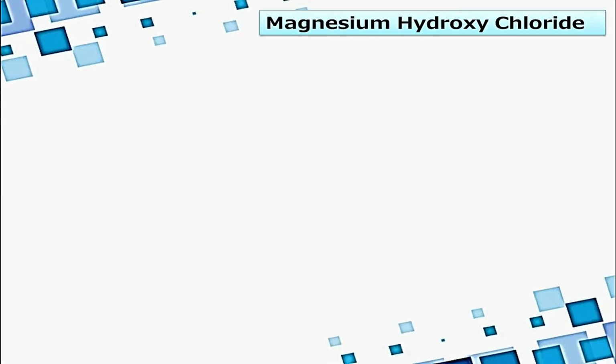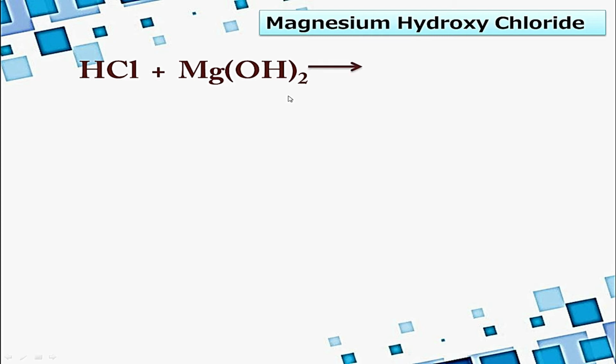Now I'll tell you how it can be prepared. Magnesium hydroxychloride can be prepared by the reaction of HCl, hydrochloric acid, which is a monobasic acid, and magnesium hydroxide, which is a diacidic base. When these two react through incomplete neutralization reaction, out of these two OH ions, only one will be removed, one will stay here.